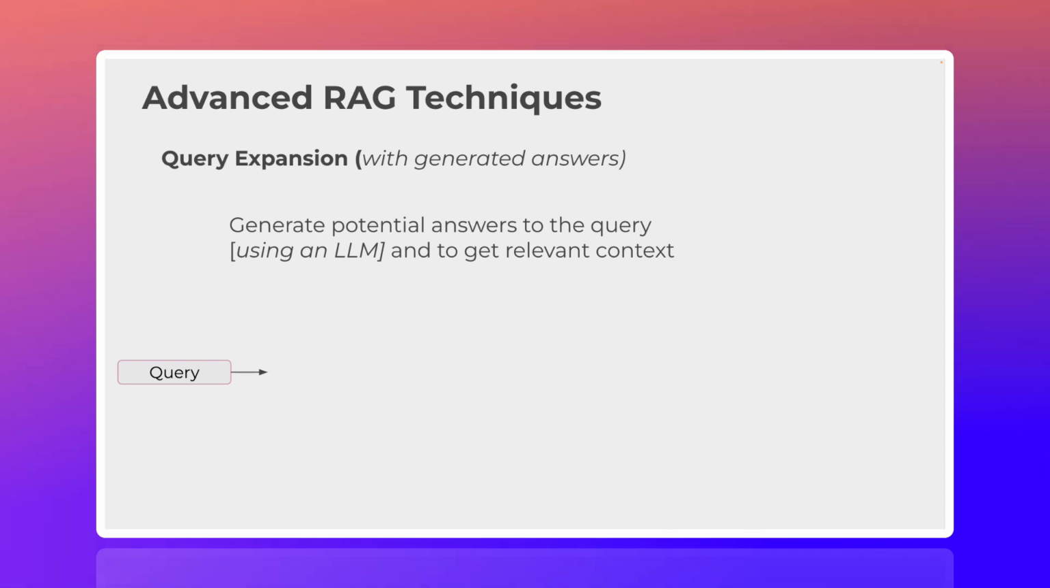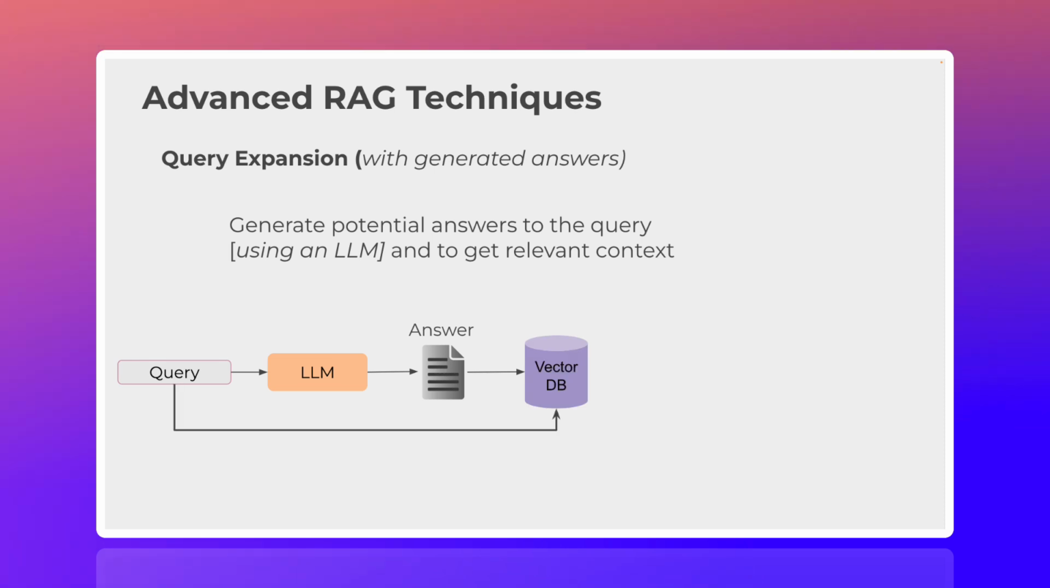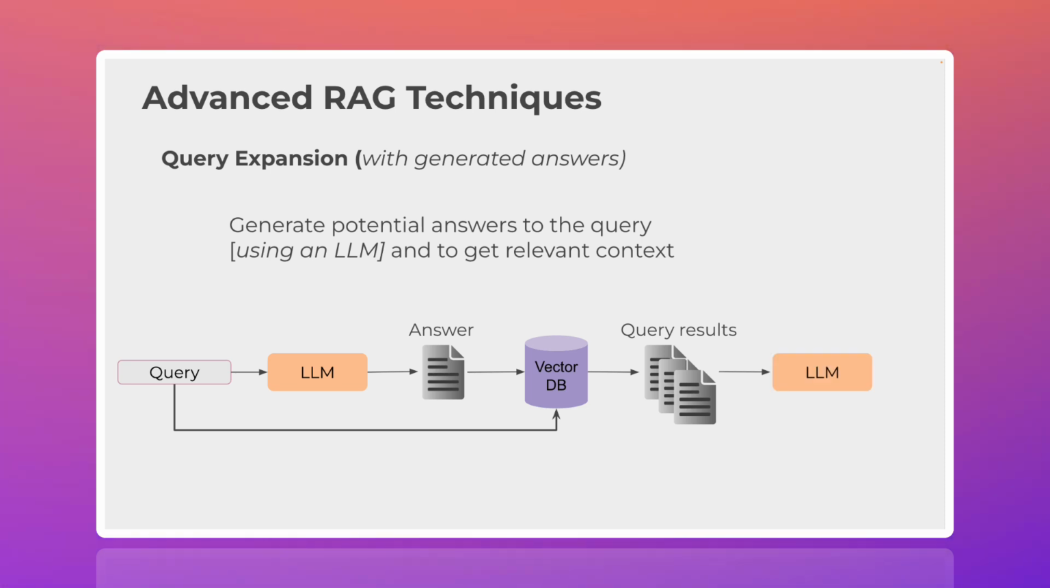So essentially, we have the query, and then we pass that through the LLM to generate an answer. And then we combine all of that, the original query and the answer that we received, to get query results. And then, of course, that gets passed through the large language model to get an answer, to see in a 2D space how the relevant documents are closer to the augmented query instead of the original query.